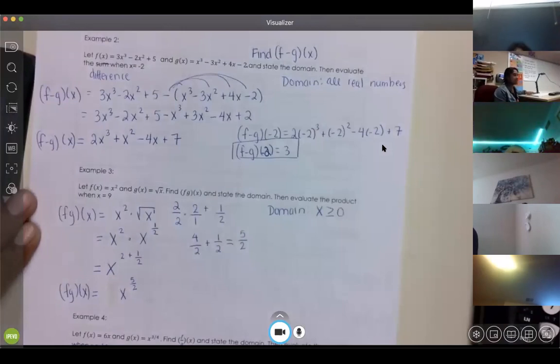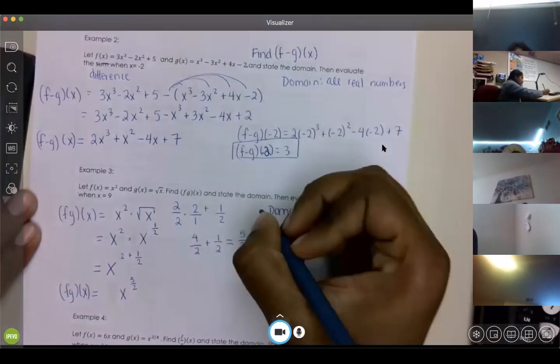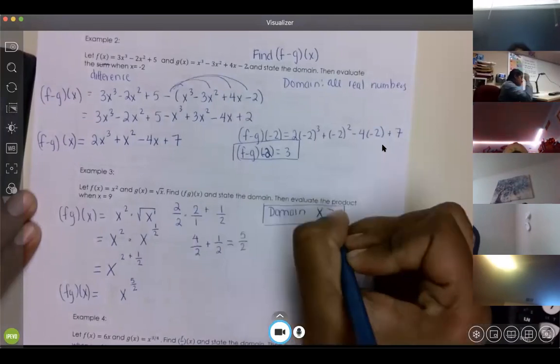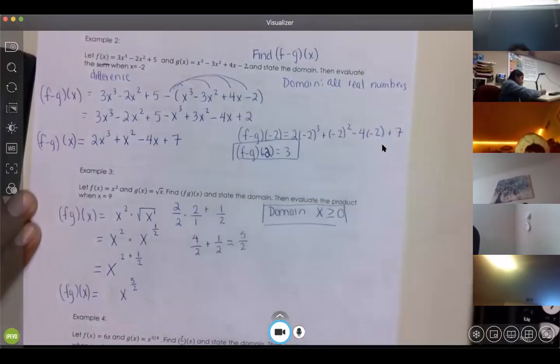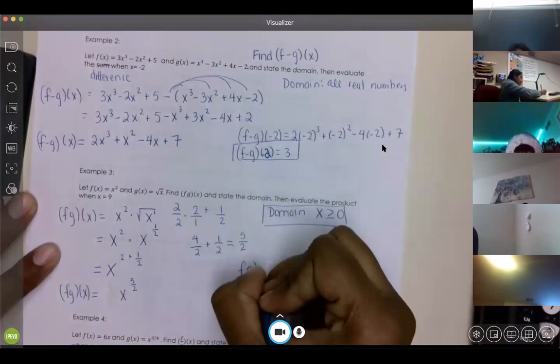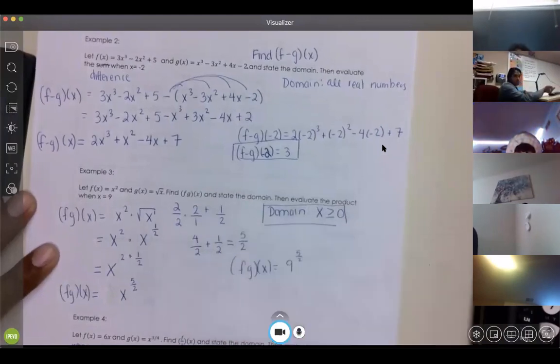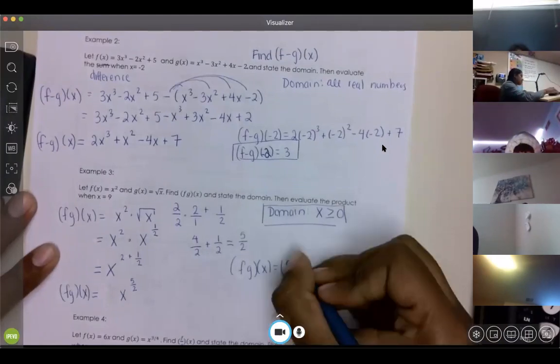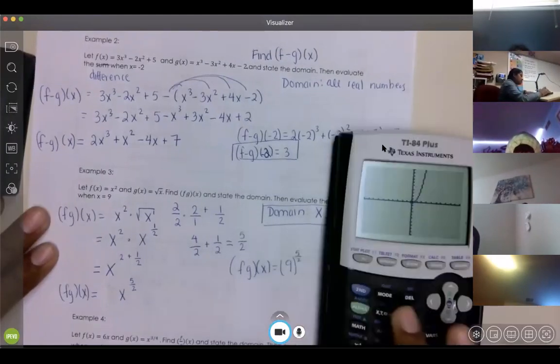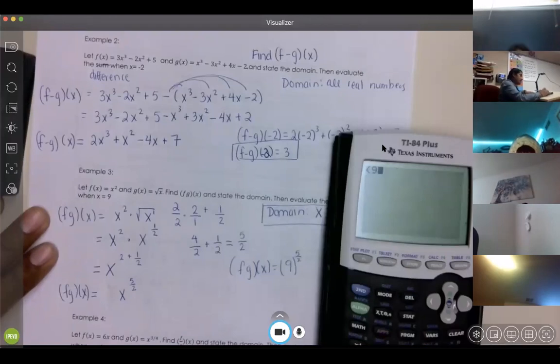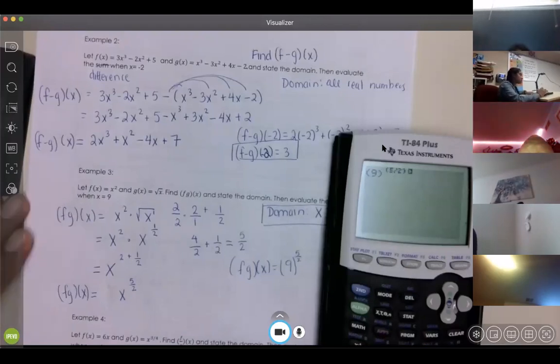All right, lastly, we have to find the product when x equals 9. So you're going to plug in 9 for x. So it's going to be 9 raised to the power of 5 over 2. Put parentheses around the 5 divided by 2 as well when you put it in your calculator. So that's equal to 243.